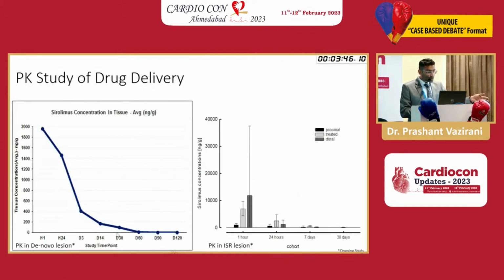So this is the chart showing, on the left side, the concentration of the drug from the drug-coated balloon in the de novo coronary region, and this is in an ISR. As you can see, there is a steep decline, and between 30 to 60 days the drug disappears. This is why 1 month of DAPT is still required if you treat your patient with a DEB.